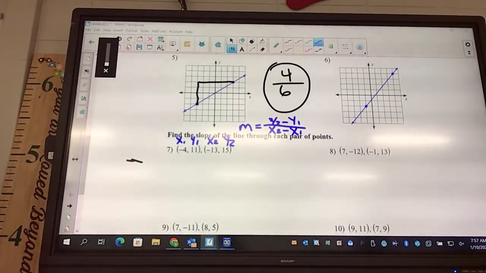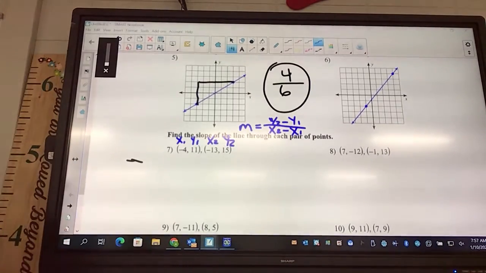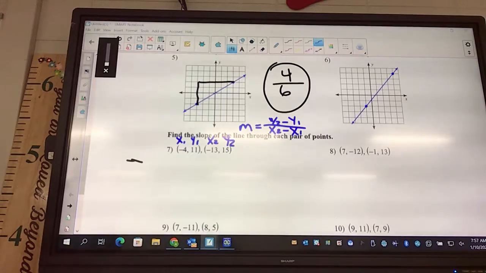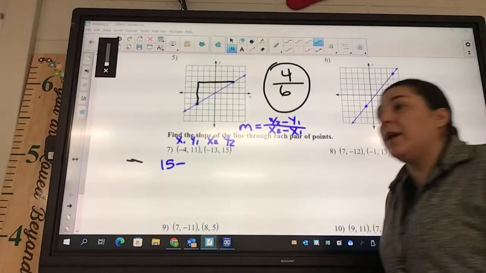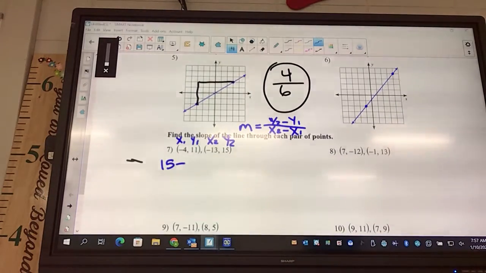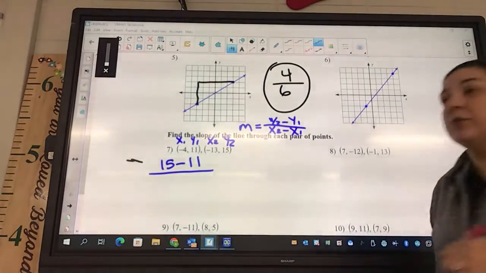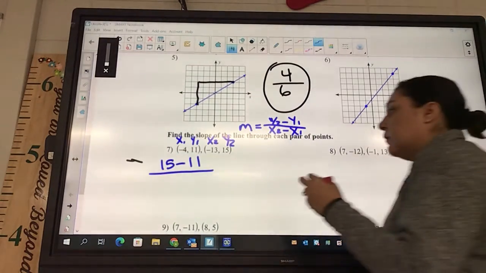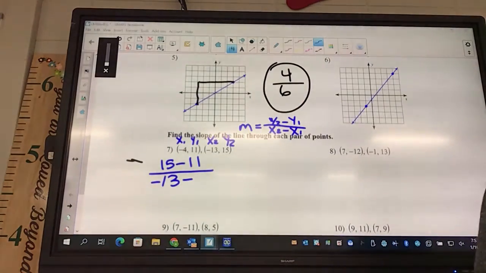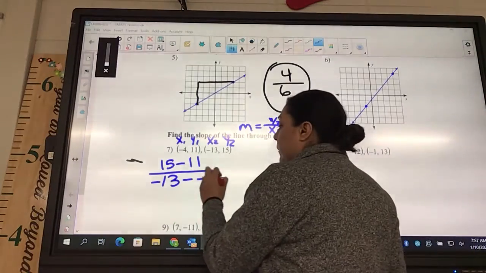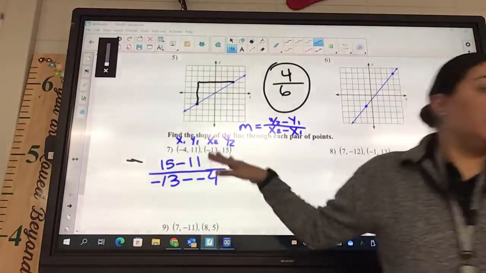Okay, so if we're looking at our labeling, what is y2? 15. So we're going to say 15 minus my y1. What is y1? 11, over x2. What's x2? Negative 13 minus, what is x1? Negative 4. Okay, you can type this in your calculator just like that.